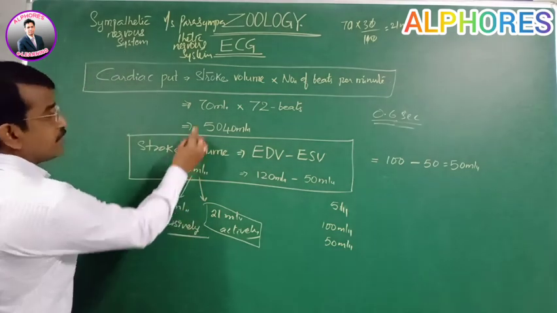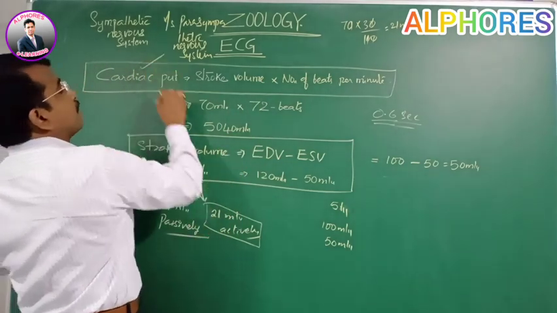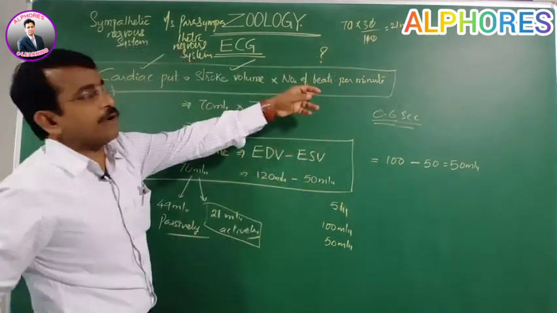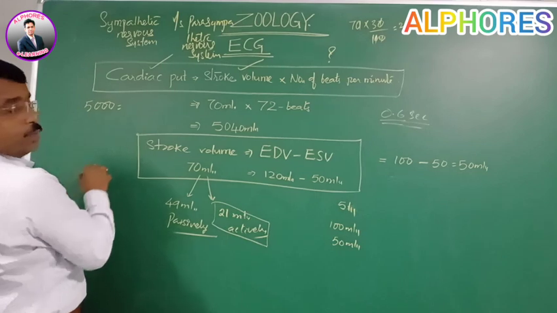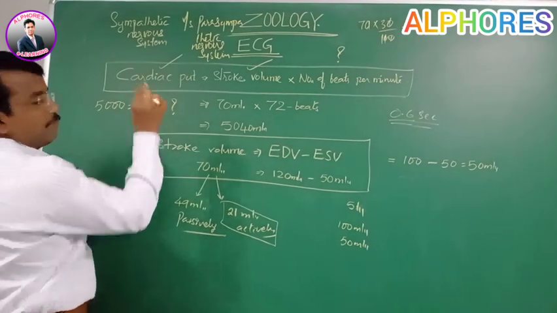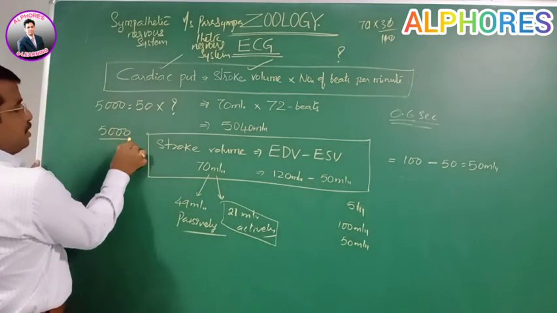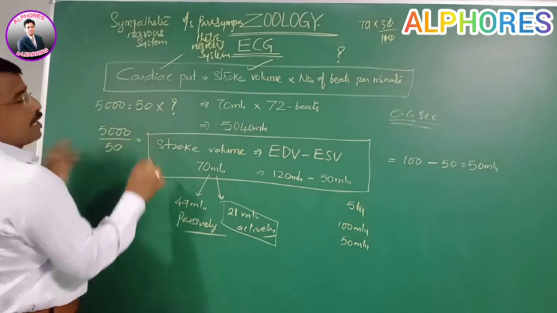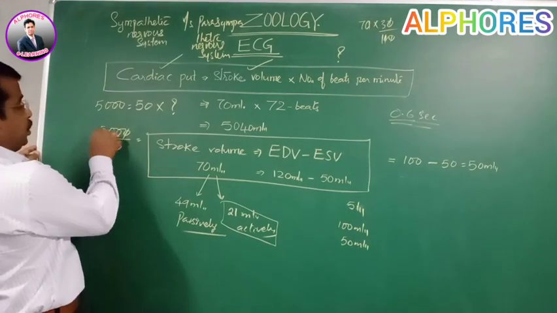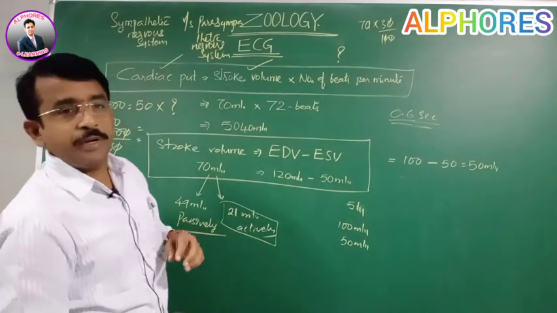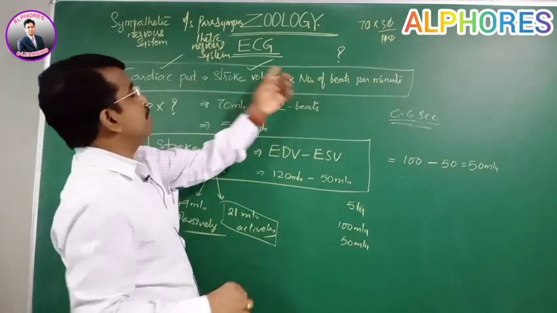And the cardiac output is equal to stroke volume into number of beats. We are given the cardiac output and stroke volume, and we are asked to find the number of beats. So 5000 milliliters is equal to 50 into question mark. If we go for the calculation, 5000 milliliters by 50 gives the number of beats per minute. So, 5000 by 50 is equal to 100 beats. You can also see 50 into 100 will be 5000.